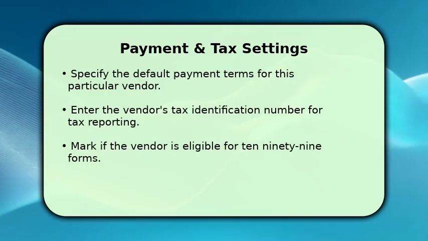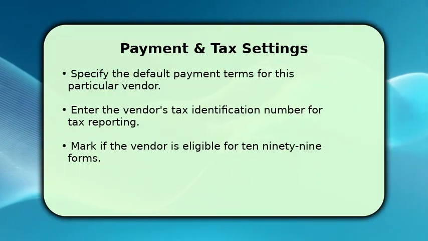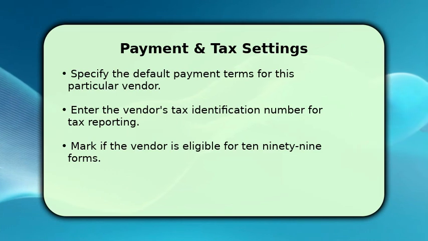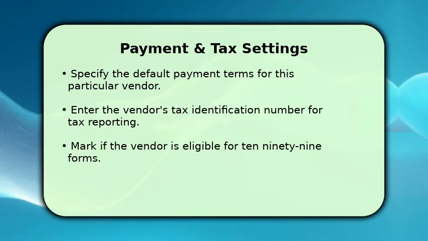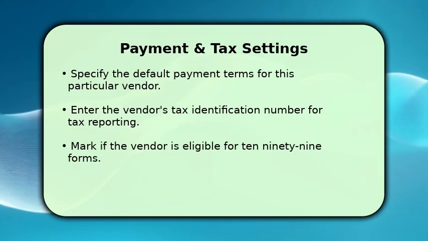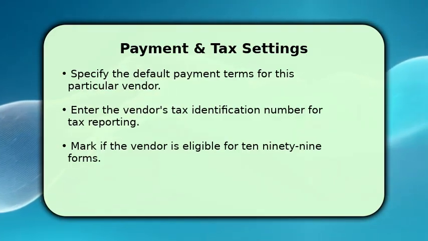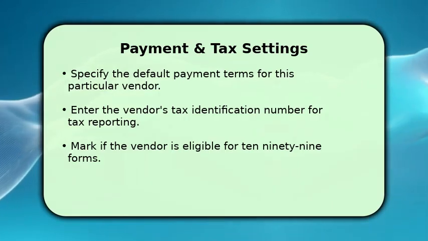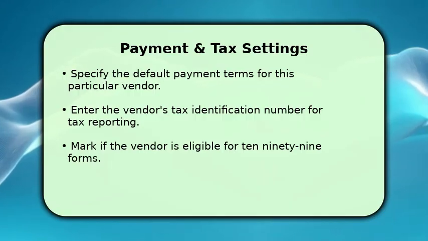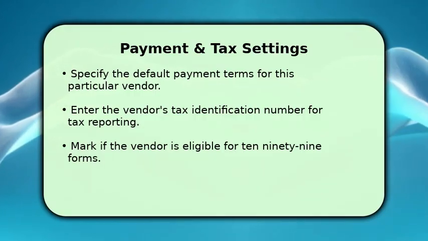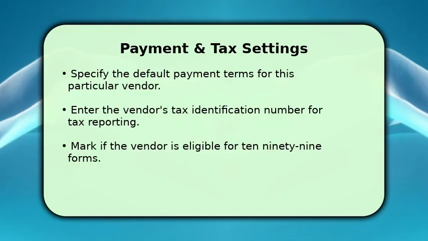Next, let's focus on payment and tax information. You'll want to set the default payment terms, such as net 30 or due on receipt, to automate invoice due dates. Crucially, enter the vendor's tax identification number, or TIN, if they are a business. If the vendor is an individual or sole proprietor and you pay them over $600 annually for services, mark them as eligible for 1099 forms. This ensures compliance with tax regulations.